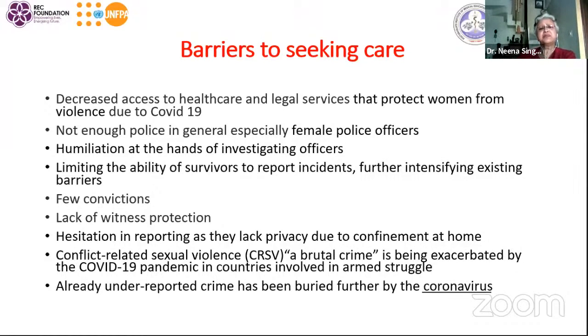So many times the survivors are not educated enough, or they don't have the power to go and report the incidents, or they are scared. The convictions are very few and far between, and there is no witness protection in our country. So witnesses are also scared to come forward. Hesitation in reporting as they lack privacy due to confinement at home.